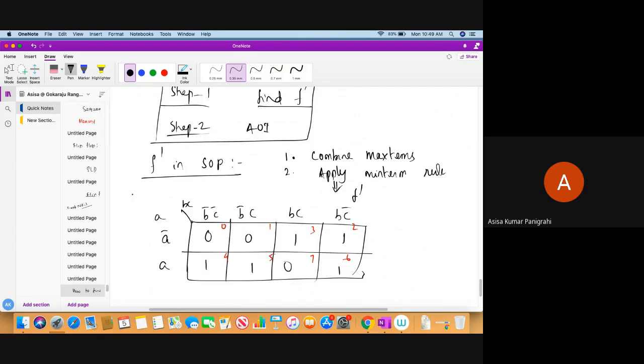So how to find out f bar from this SOP? We can find it by combining the max terms. So what are the max terms here? The 0s. So I can combine it like this. Any other combination possible? No. So I can combine it like this.